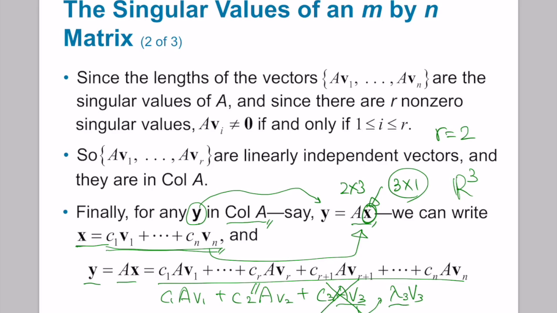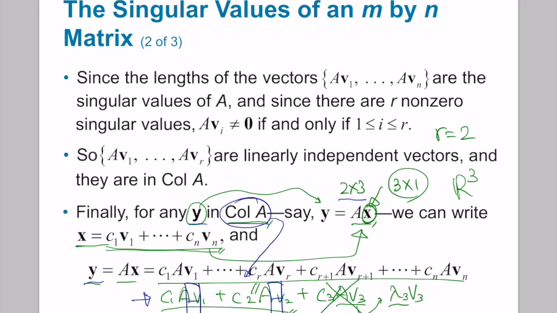And then y is represented as a linear combination of these two vectors, Av1 and Av2. What's the dimensionality of them? They are two-dimensional vectors because A is a 2 by 3 matrix and the output vector is two-dimensional. So this y, chosen as an arbitrary vector from the column space of A, is always represented as a linear combination of Av1 and Av2. Any vector from the column space of A is always represented as a linear combination of these two vectors, and let's check whether they are linearly dependent or not.